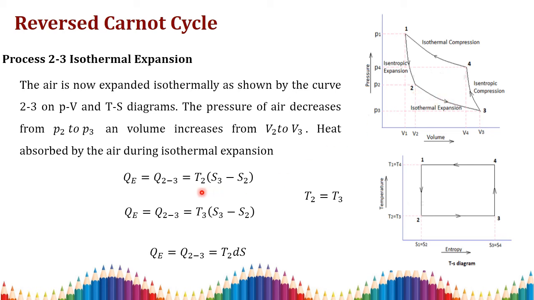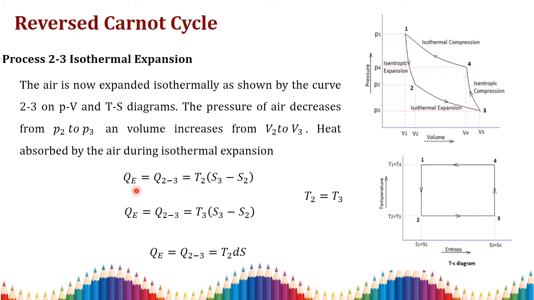Now I am writing the entropy formula here. As we all know, entropy is the change in heat transfer by temperature T, so dq by T is equal to ds. With this I can write q is equal to T into ds. So this q is equal to T into ds. Here the heat is extracted.